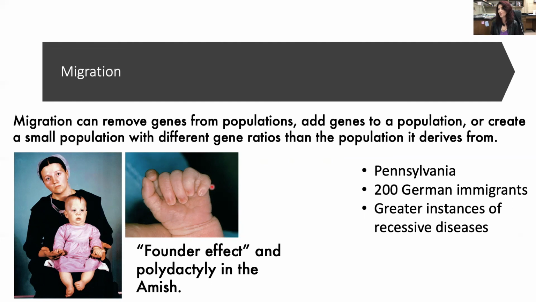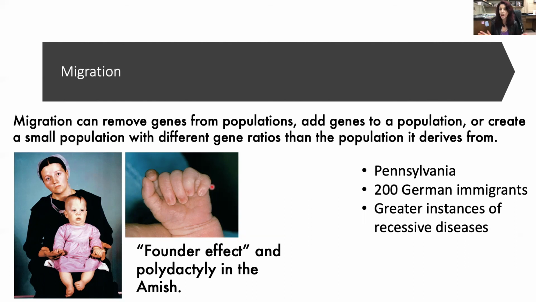This community was founded by about 200 German immigrants, and so just a small sample of the German population came over to America. Now, whatever gene variants that they had in that small population were carried over here and then amplified. And so that's why we have a greater incidence of polydactyly among the Amish in Pennsylvania.